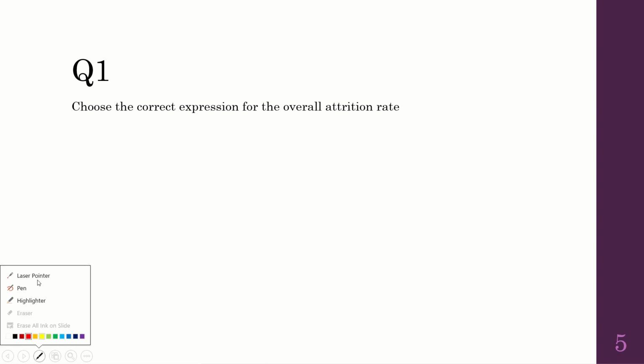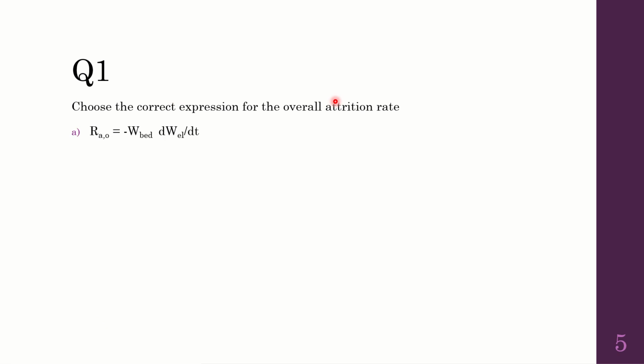So we'll start. Choose the correct expression for the overall attrition rate. Option A: R_A0 is equal to minus W by dW_EL by dt. Option B: R_A0 is equal to 1 by W by dW_EL by dt. Option C: R_A0 is equal to minus 1 by W_bed into dW_EL by dt. Option D: none of the above. Just think of the answer and give proper justification. We will discuss the answer in a minute.